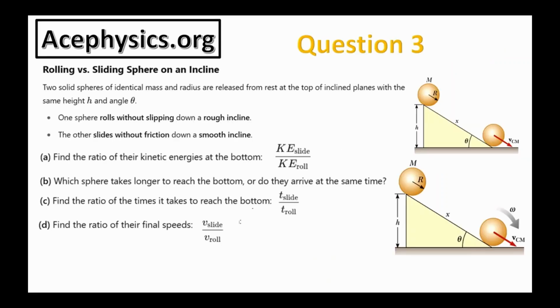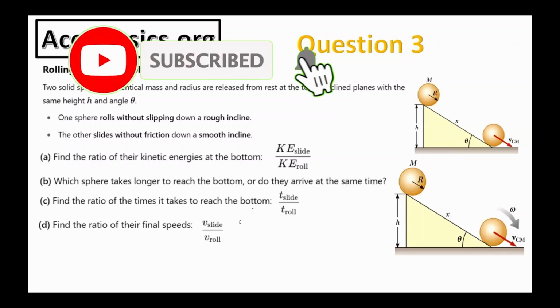Question number 3. Two solid spheres of identical mass and radius are released from rest at the top of an inclined plane with the same height h and angle theta. One sphere rolls without slipping down a rough incline. The other sphere slides without friction down a smooth incline. Question A. Find the ratio of kinetic energies at the bottom. This is the ratio of the kinetic energy of the ball that slid divided by the kinetic energy of the ball that rolled. B. Which ball takes longer to reach the bottom, or do they reach at the same time? And D. Find the ratio of their final speeds.